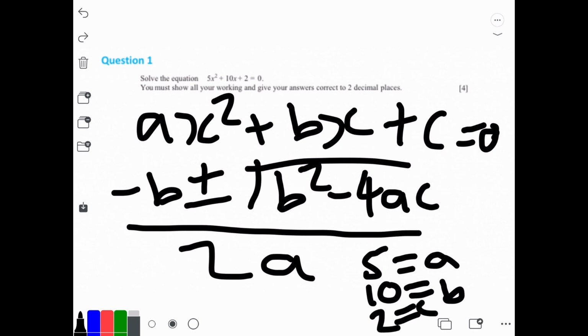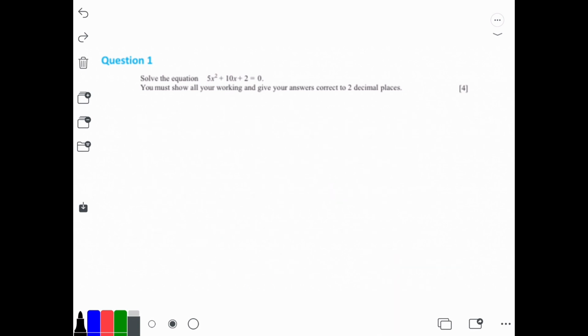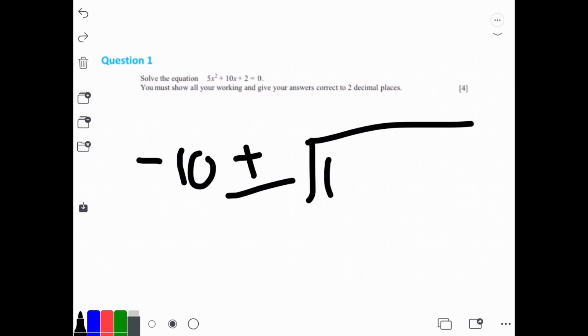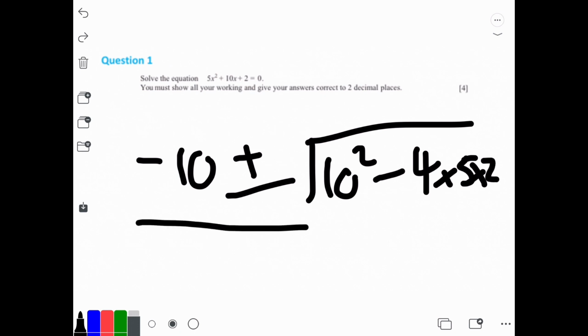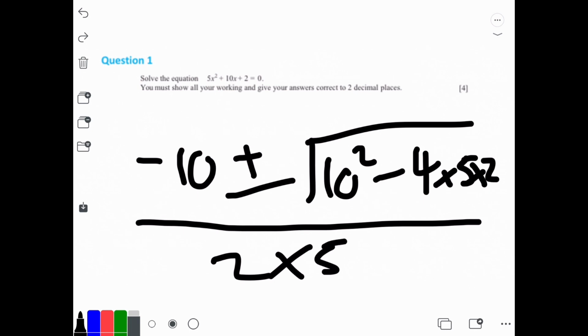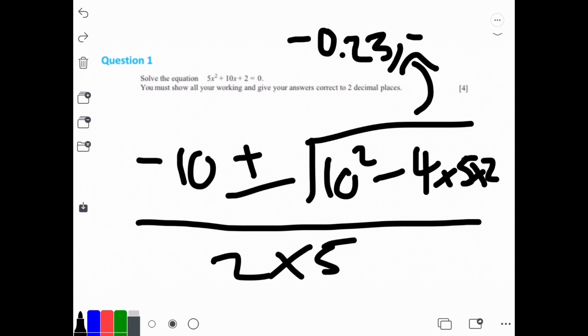So now if we substitute all these values into the quadratic formula, we would get minus 10 plus or minus root 10 squared minus 4 times 5 times 2, all of that over 2 times 5. Our answers would be negative 0.23 and also negative 1.77.